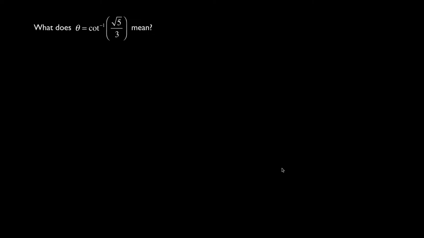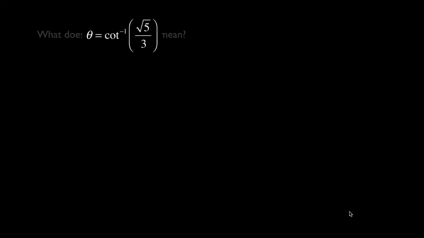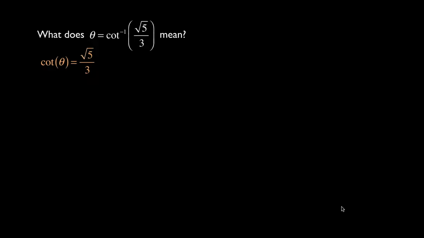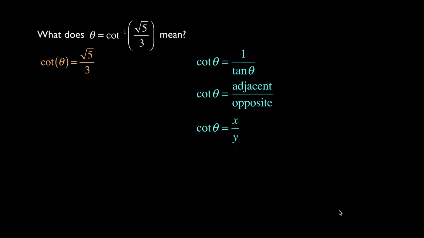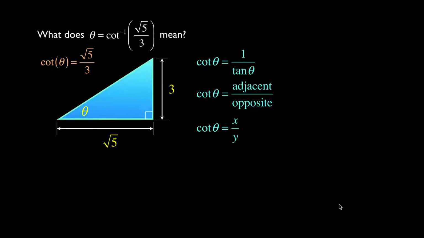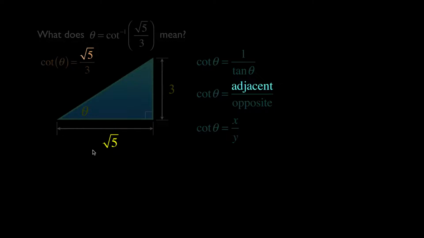So let's begin. What is it that I mean when I say theta equals cotan inverse of root 5 over 3? What does that actually mean? Well, I'm saying that an angle theta exists whose cotangent is root 5 over 3. And so if we go to our definition of cotangent, cotangent is the reciprocal of tangent, 1 over tangent, tangent being opposite over adjacent in a right triangle. That makes cotangent adjacent over opposite, or when we talk about an angle in standard position, x over y. If we were to draw that in a diagram, theta would be the angle sitting here, this acute angle, with an adjacent side that is root 5 and an opposite side that is 3.